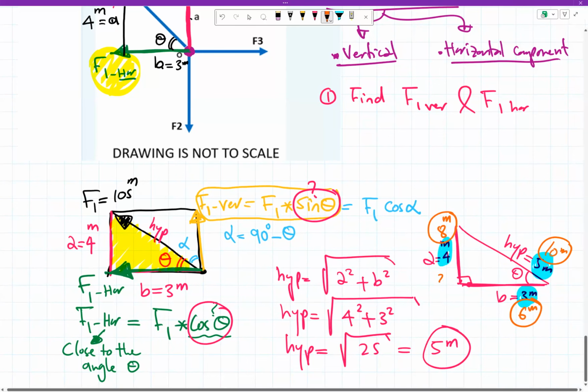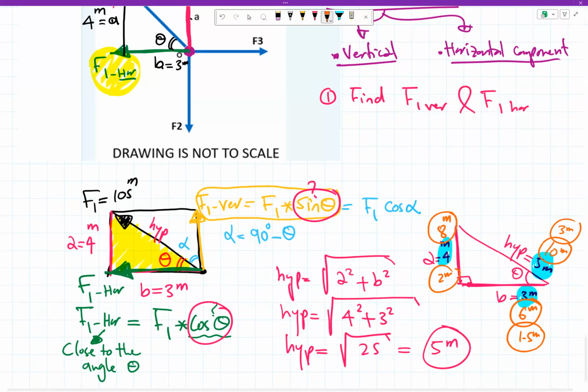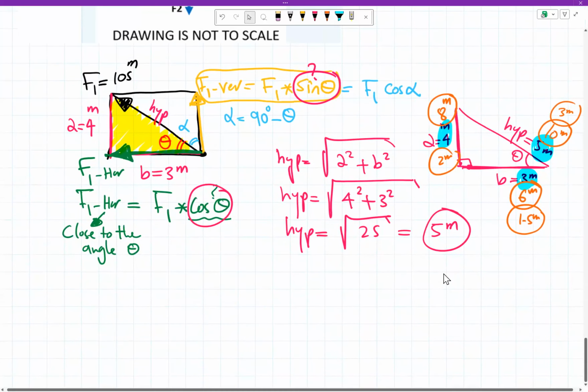If this is 2 meter and this is 1.5 meter, so this will be what? 3 meter. And so on. So do you understand it? This is called the 3, 4, 5 triangle, and that's it. So after we found the hypotenuse as 5, how much is cosine theta and sine theta in this triangle here?